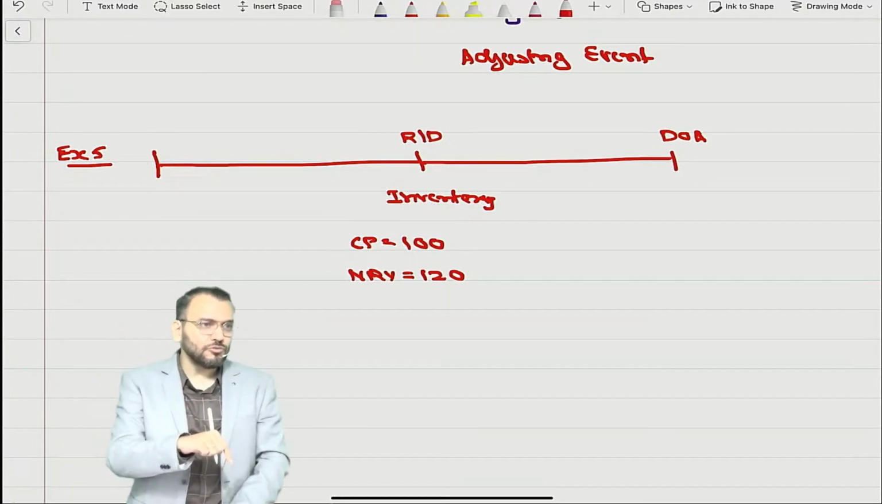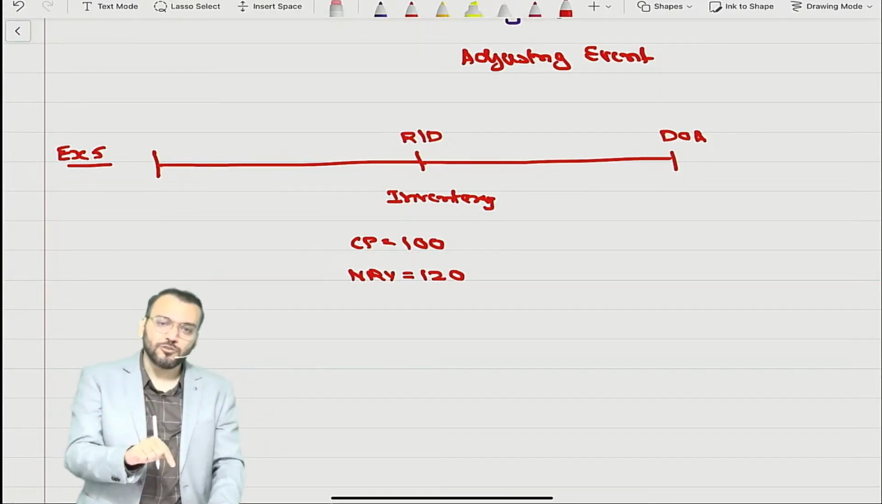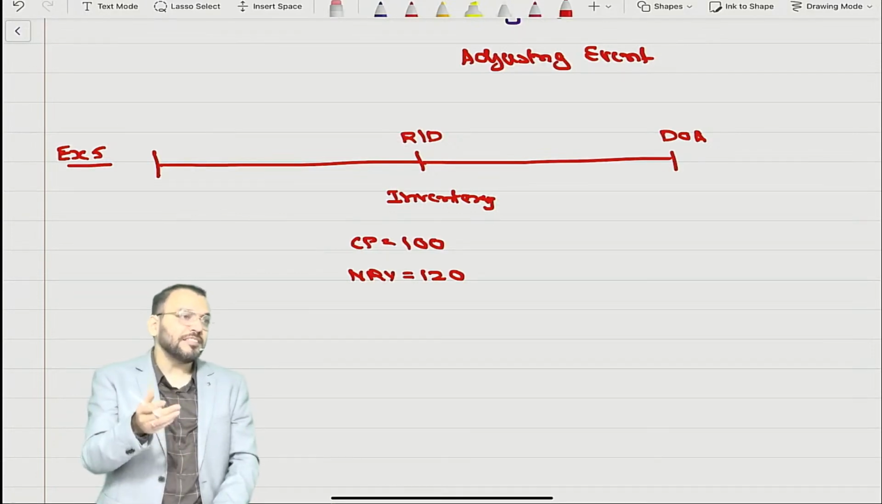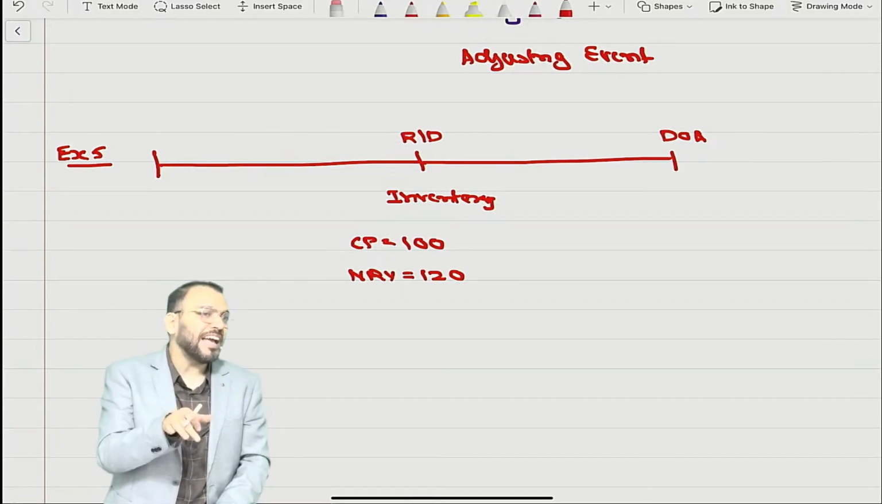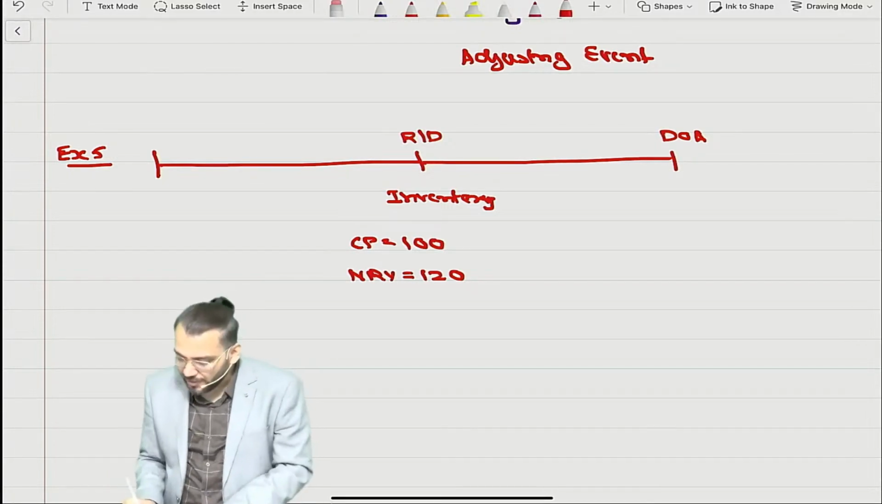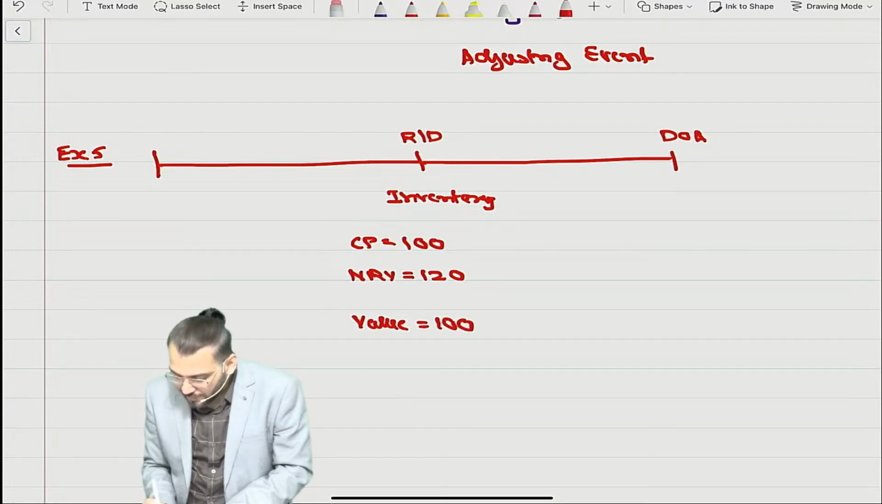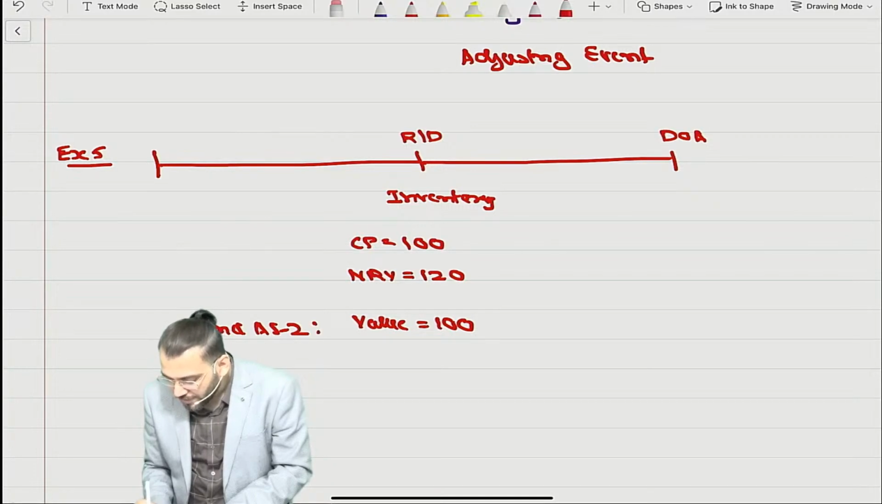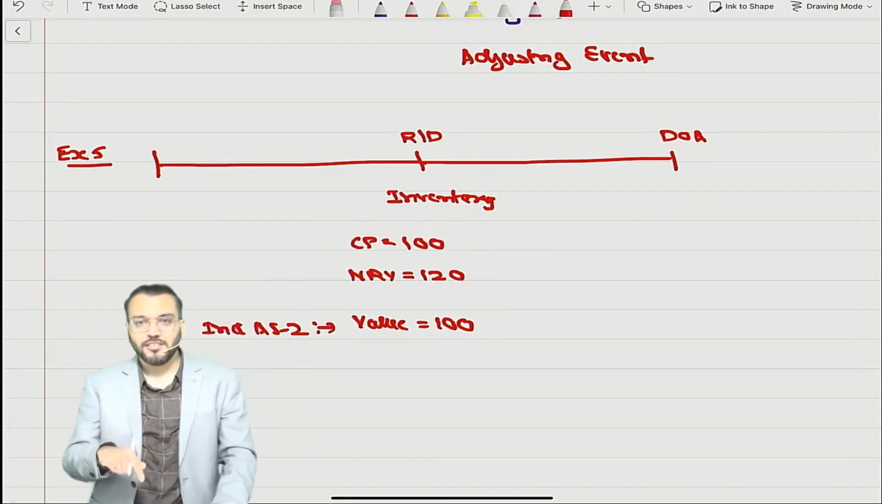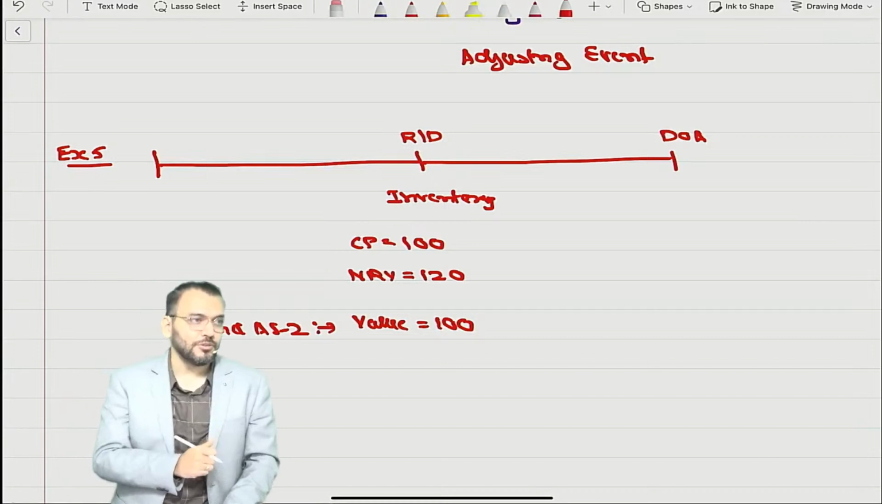As per AS 2 as well as Ind AS 2, this inventory is measured at the lower of cost price and NRV. This you know. Therefore, you can see we will do the valuation, value is equal to 100 as per Ind AS 2. Ind AS 2 is coming soon in your life. The next chapter is Ind AS 2 only.